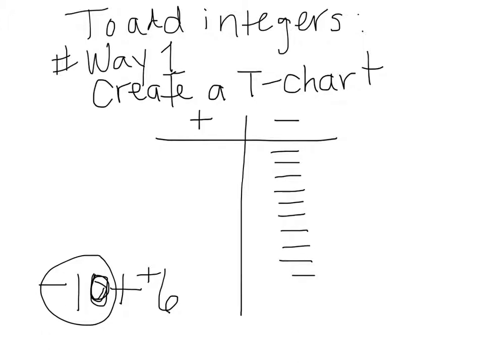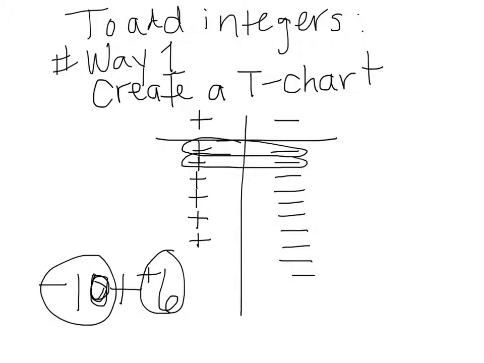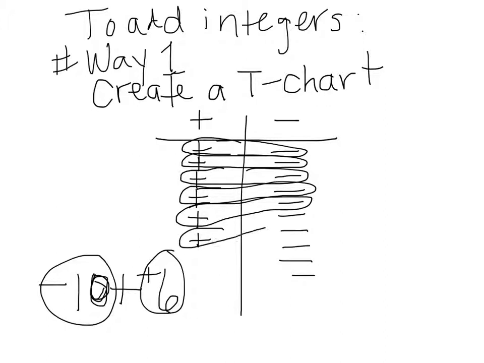Then you do the same for the positive side. How many positives do you have? You have 6, so you're going to make 6 positives. A positive and a negative cancel each other out. So you cancel out the pairs. So you've got one pair, two pairs, three pairs, four pairs, five pairs, six pairs.